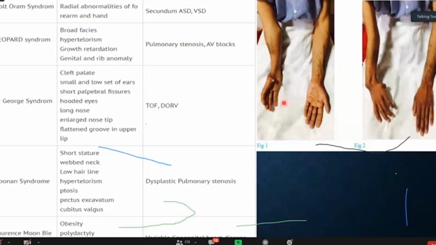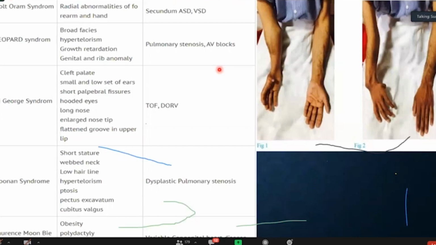And apart from that, there are many other deformities, but mainly radius ulna deformities and a small or absent thumb you may get. The most common cardiac defect is atrial septal defect, but you may get other things like VSD. So this is known as Holt-Oram syndrome. Just remember this. This is one more important thing.